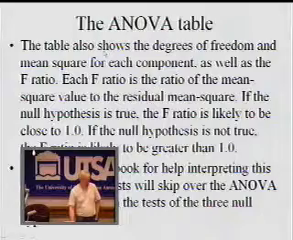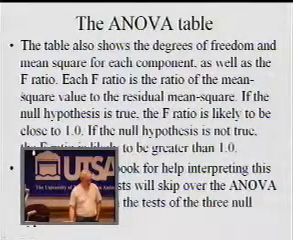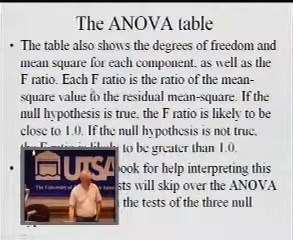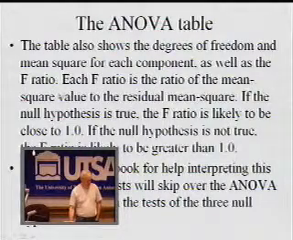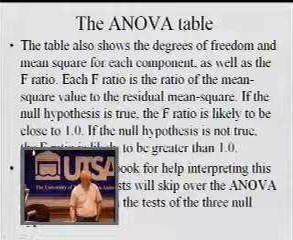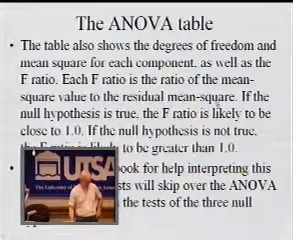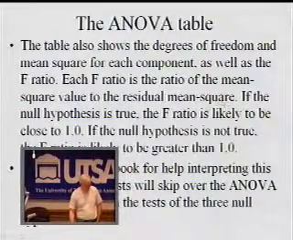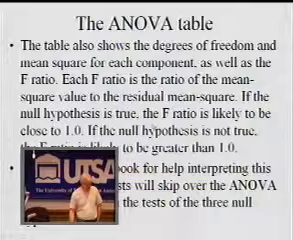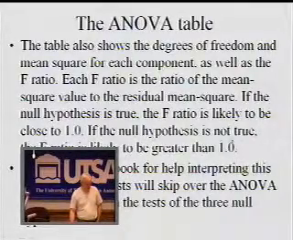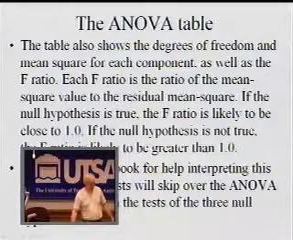Continuing with the ANOVA table, it shows the degrees of freedom and the mean square for each component, as well as the F ratio. Each factor ratio is the ratio of the mean square value to the residual mean square. Did that make any sense? I don't know. I was reading it and not thinking about it, but I'm not sure it made any sense. Anyway, if the null hypothesis is true, the F ratio is likely to be closer to 1. If the null hypothesis is not true, the F ratio is likely to be greater than 1.